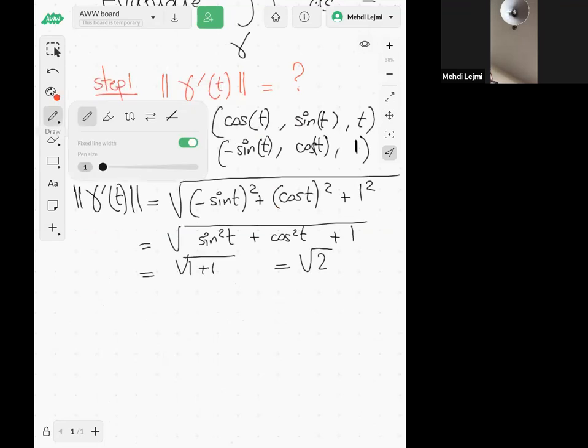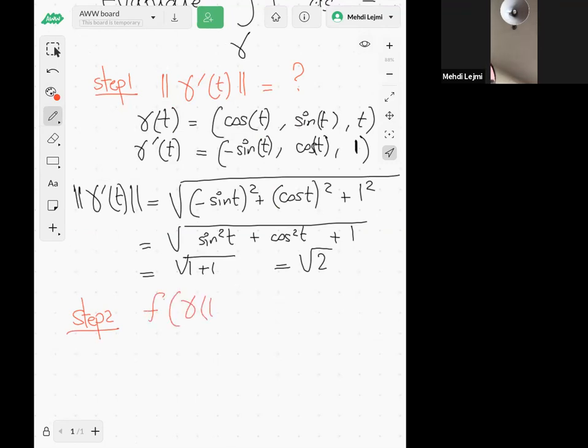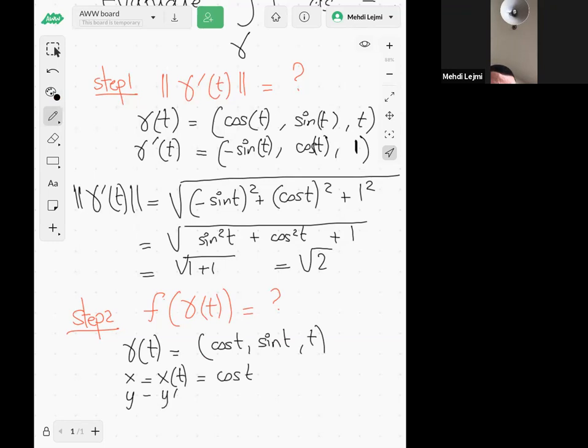Step 2. We need to find f of gamma of t. So gamma of t is again just (cosine of t, sine of t, t). In other words, x of t is cosine of t, your y coordinate, y of t, is equal to sine of t, and your z of t is equal to t, right?